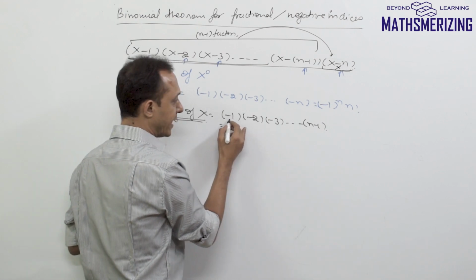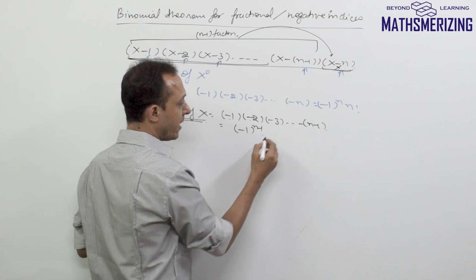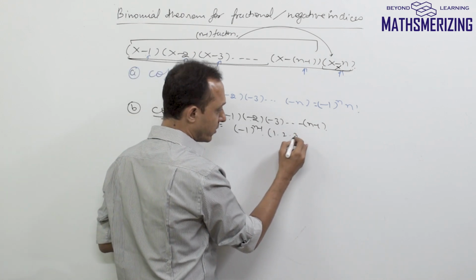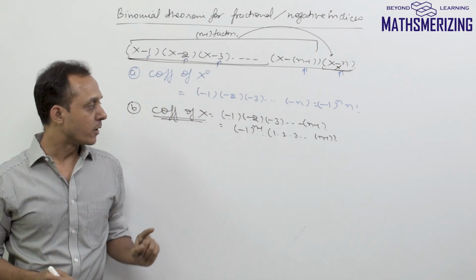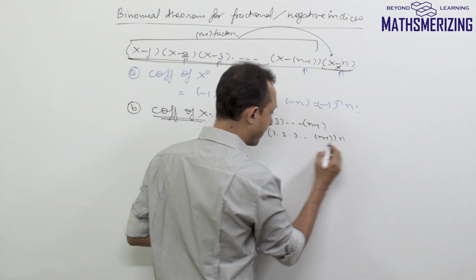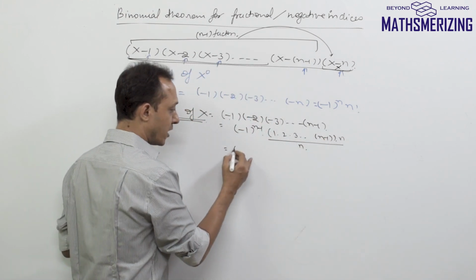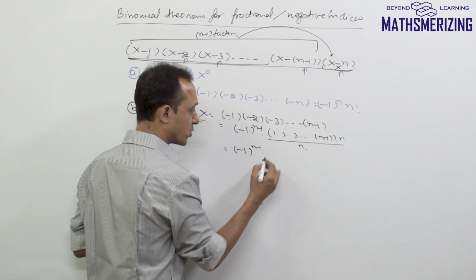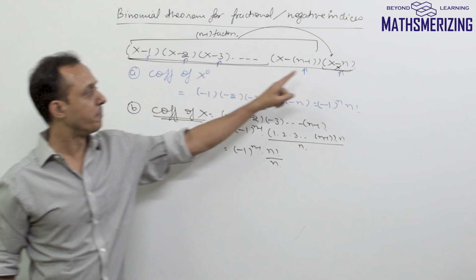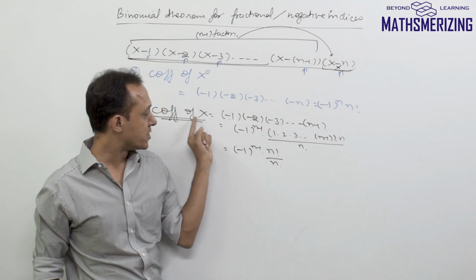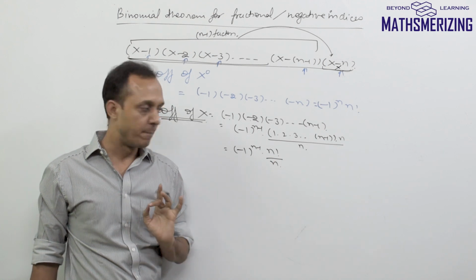So this is minus 1, minus 1, minus 1, n minus 1 times. So it is minus 1 to the power n minus 1. And then it will be 1 into 2 into 3 up to n minus 1. Now here, for the sake of symmetry, I'll multiply it with n and also divide it with n. Now it becomes factorial n. So this term is minus 1 to the power n minus 1 factorial n by n. So if I leave the term x minus n, then the coefficient of x will be minus 1 to the power n minus 1 factorial n upon n.